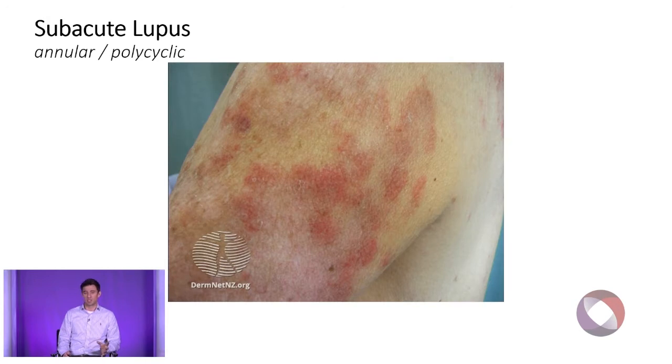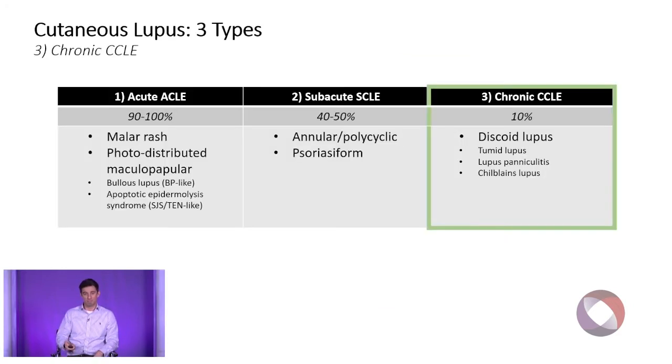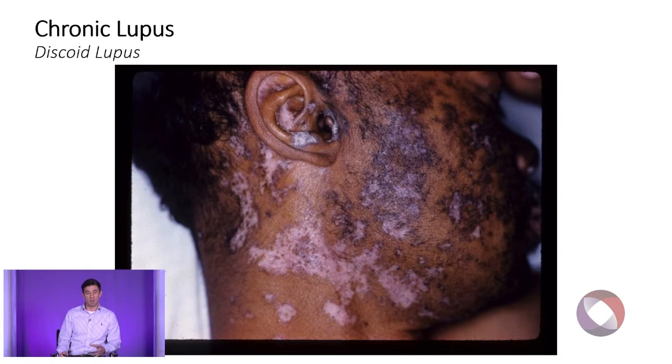Another form of this that's a little bit deeper, not quite as obvious, but you can kind of see those polycyclic lesions. Polycyclic just means multiple, round annular lesions. All right, chronic lupus, you will see this more often, not usually associated with systemic lupus, but look at this.